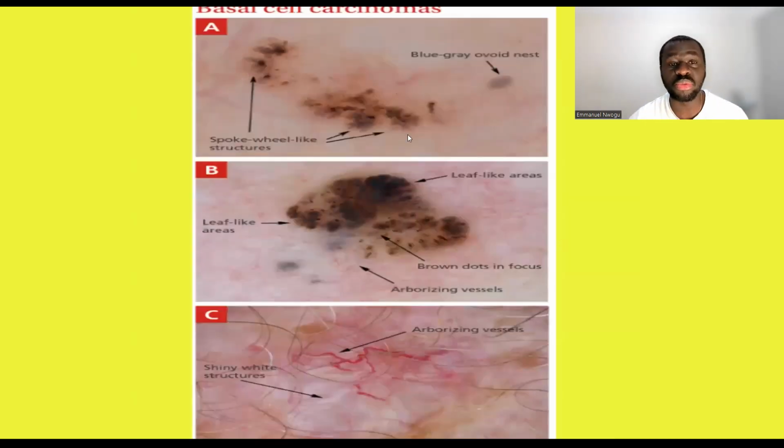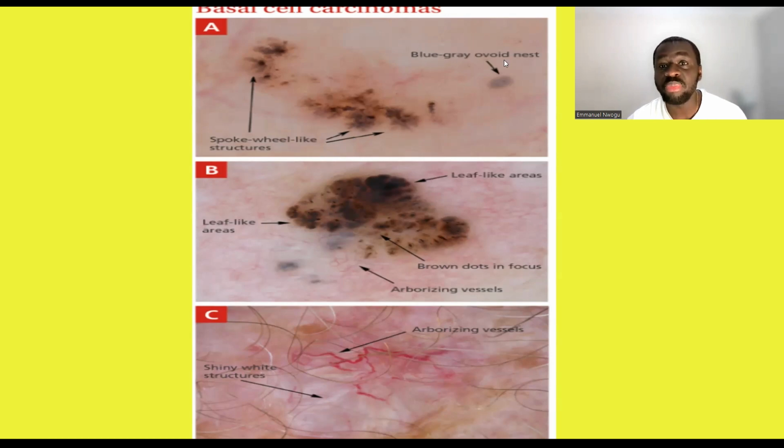Here's another photo. Just to give credit, these photos are not mine. I snipped them from the internet, and for copyright's sake I need to state that. You can see some spoke wheel-like structures. Some people will describe this spoke wheel as a maple leaf. You can see the maple leaf-like areas, usually at the periphery, areas of hyperpigmentation that look like maple leaves. When they are smaller, you can describe them as a spoke wheel, or someone could still describe this spoke wheel as a maple leaf.